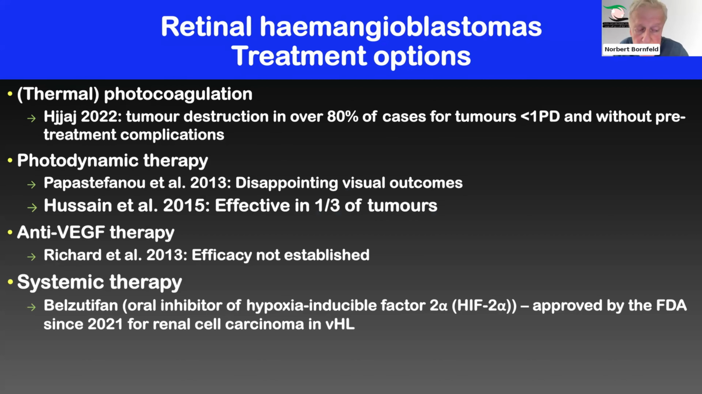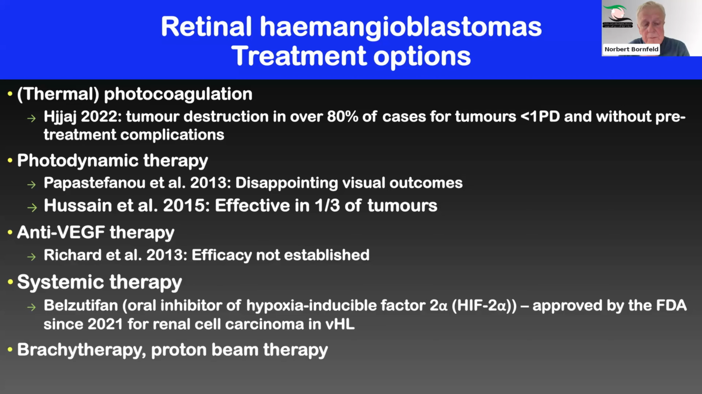And belzutifan now is the focus of interest. It has been developed for the treatment of renal cell carcinoma and von Hippel-Lindau syndrome, and it has been shown that it may be helpful in advanced von Hippel-Lindau cases. We'll show you some of the details in one slide just following. And brachytherapy and proton therapy may be used in tumors, of course, and vitreoretinal surgery only in very advanced cases with a very bad prognosis.